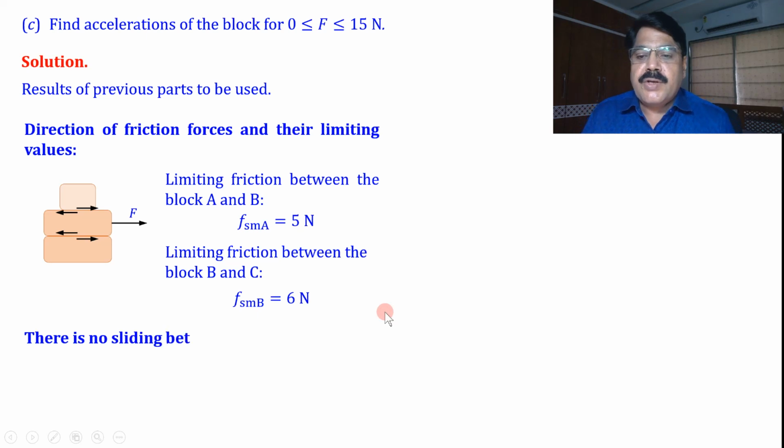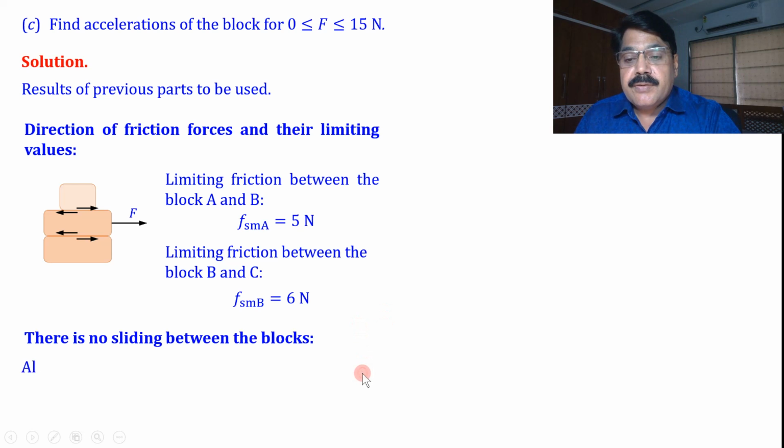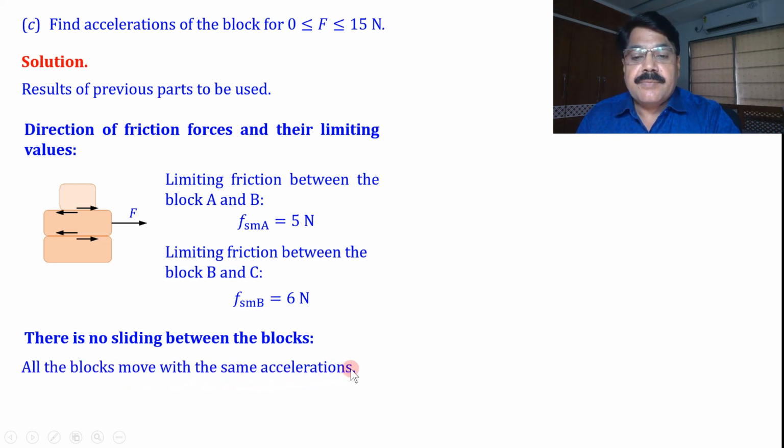Now, if there is no sliding between the blocks, what is the result? All the blocks move with the same acceleration. Sliding between the blocks occurs between B and C first at 15 Newton and between A and B at 21 Newton. So if the force is between 0 and 15 Newton, there is no sliding between the blocks and all the blocks will have the same acceleration. a_A is equal to a_B is equal to a.